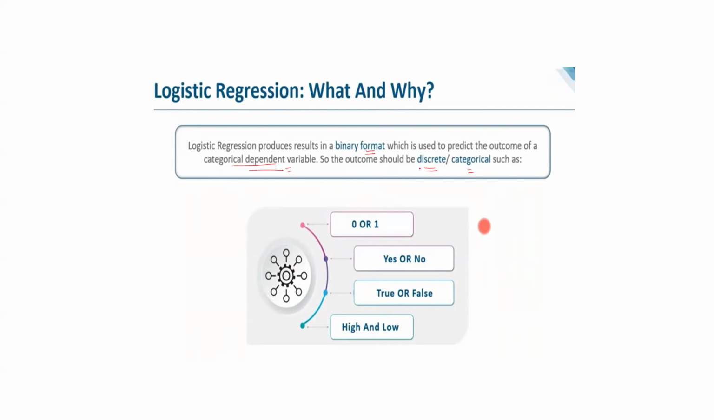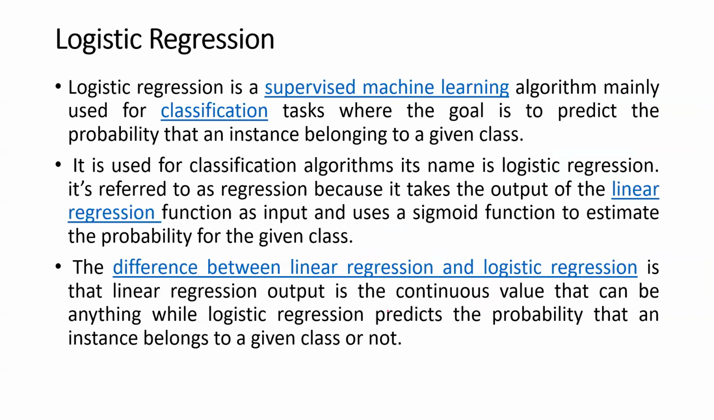And the outcome should be discrete or categorical, such as 0 or 1, yes or no, true or false, high and low. Okay. So for this reason, logistic regression is being used. Coming to logistic regression, it is a supervised machine learning algorithm. Why? Because it comes under classification and is mainly used for classification tasks, where the goal is to predict the probability that an instance belongs to a particular given class.